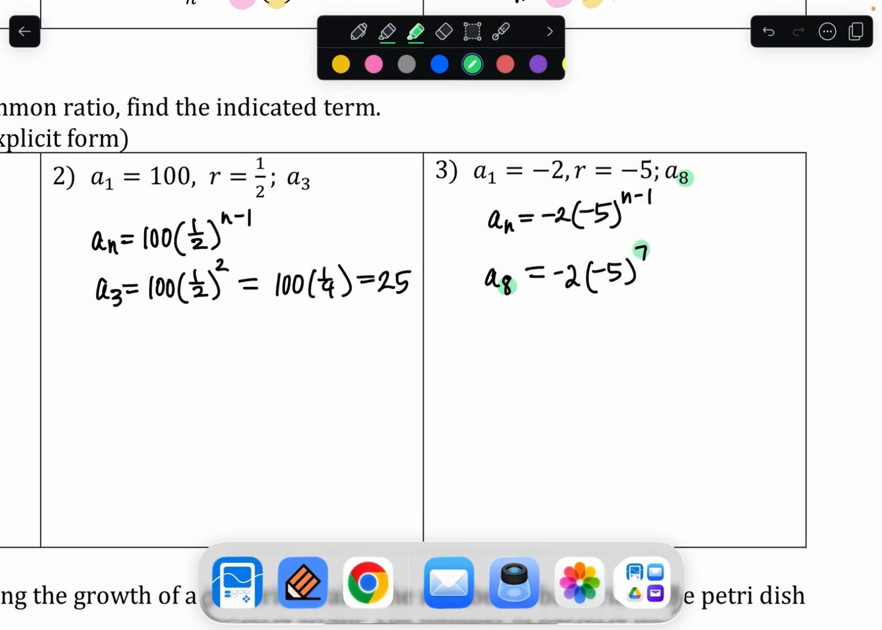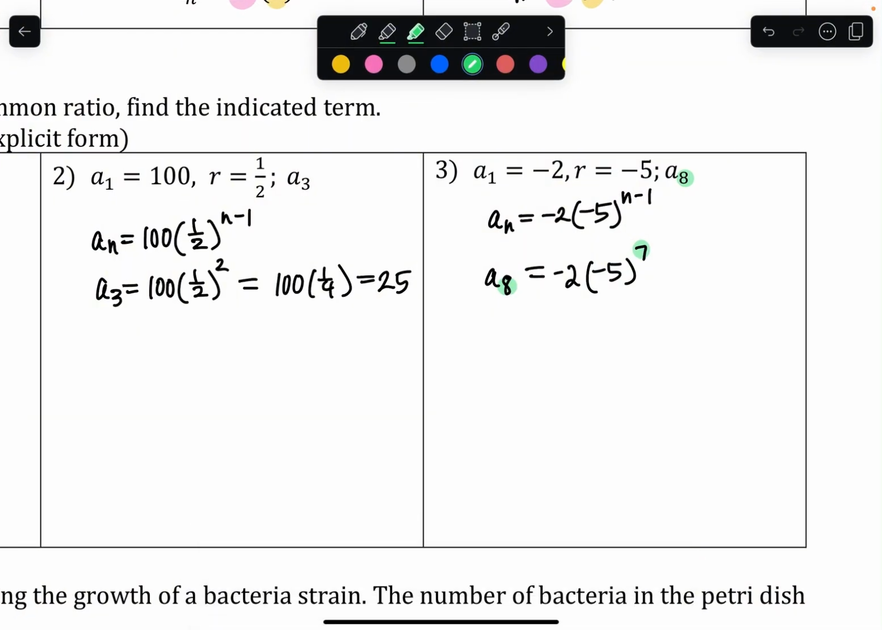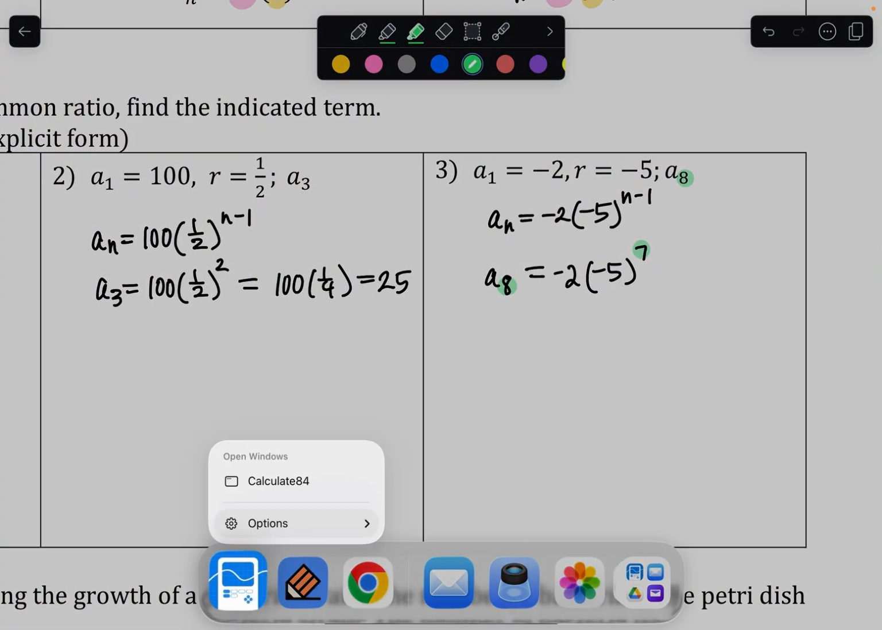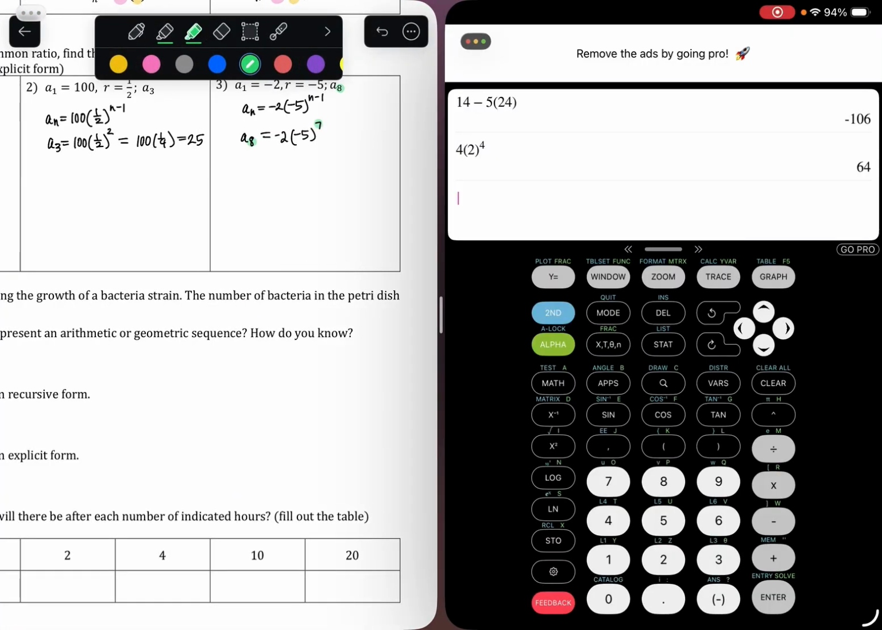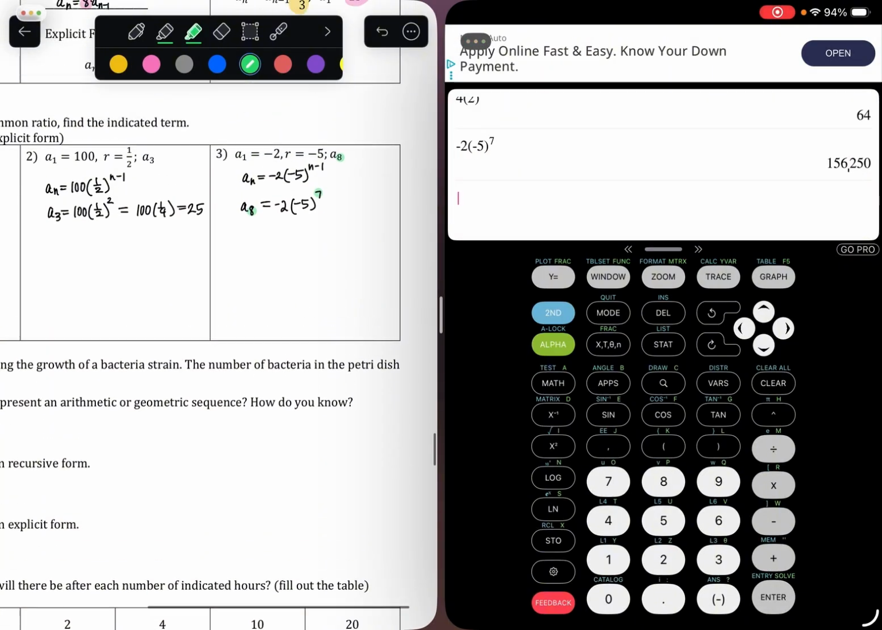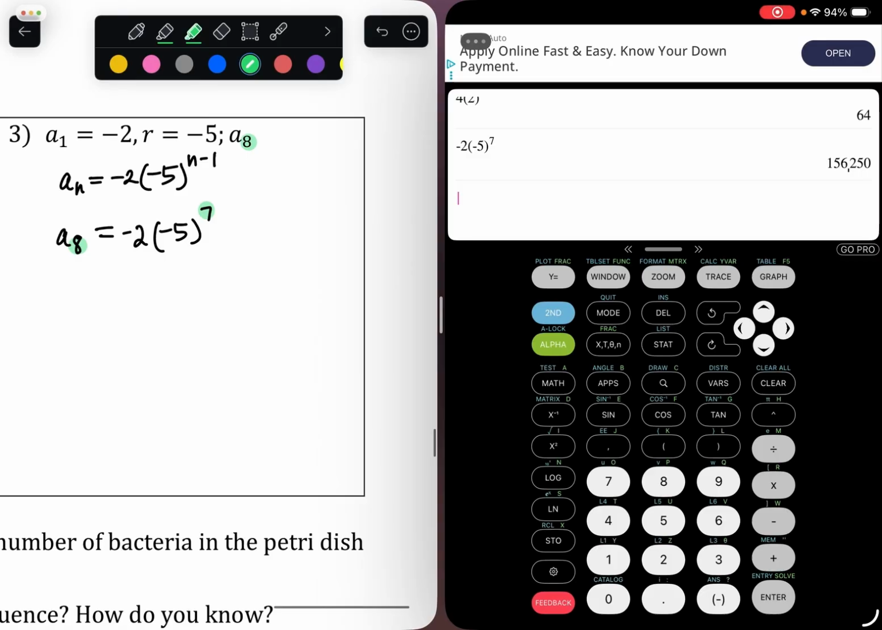Okay, and so in your calculator, -2 times -5 raised to the 7th power is 156,250.